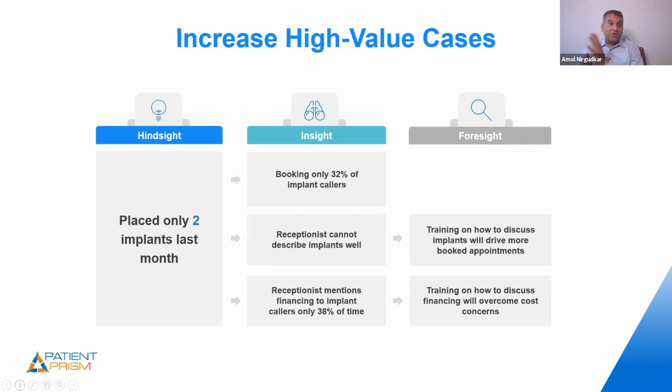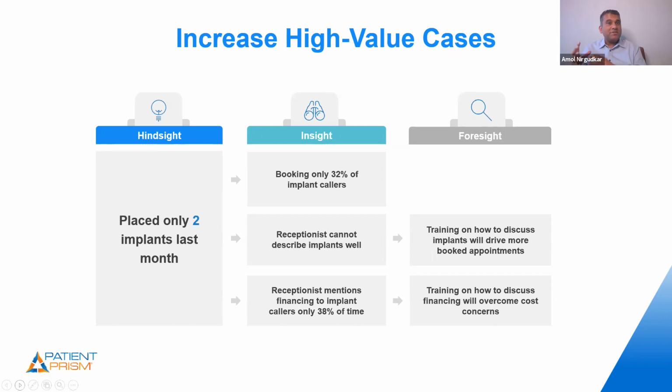And then foresight means, what do we do? What action do we take based on the hindsight and the insight we've had? Do we train them how to discuss dental implants, whether it's patients with diabetes or high A1C levels or whatever that might be? Do we do that training? Do we also talk about how to offer financing appropriately during that time, and make this about, this is going to cost you $6,000 versus $199 a month? And that's what results in action.